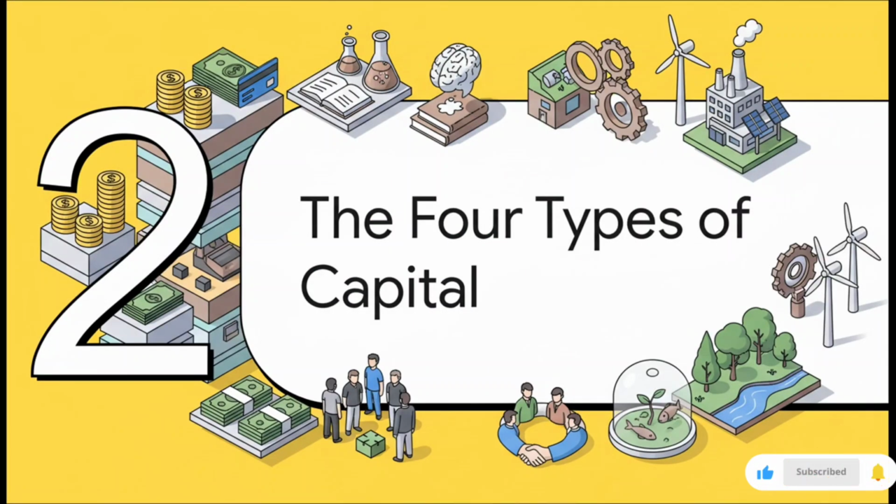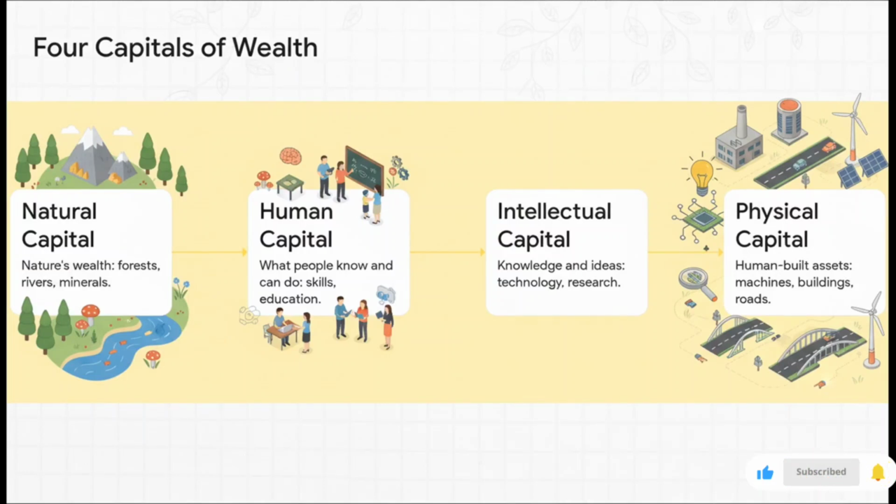If a nation's wealth is its capital, what is this capital actually made of? Because it's definitely not just money in a bank. So, the capital approach breaks a nation's total wealth down into 4 key categories. And they are natural, human, intellectual, and physical capital. You can think of them as the 4 main pillars holding up the entire economy.